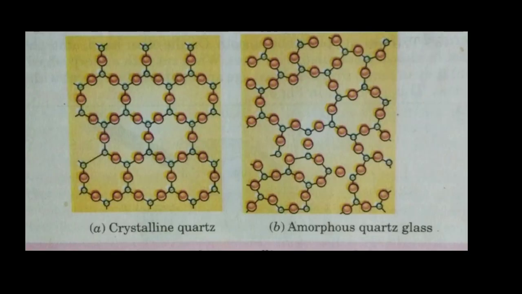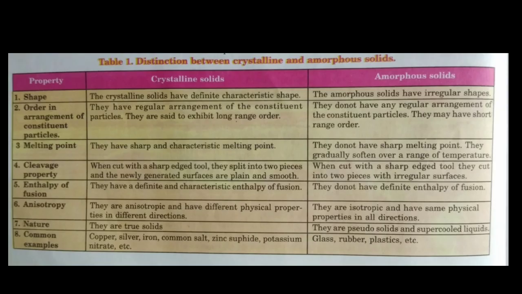Now let us see some of the differences between crystalline and amorphous solids. Based on their properties, we have shape. Crystalline solids have a definite characteristic shape, whereas amorphous solids have irregular shapes. Order in arrangement of constituent particles: crystalline solids have a regular arrangement of the constituent particles. They are said to exhibit long-range order. Whereas amorphous solids do not have any regular arrangement of the constituent particles and they have short-range order.